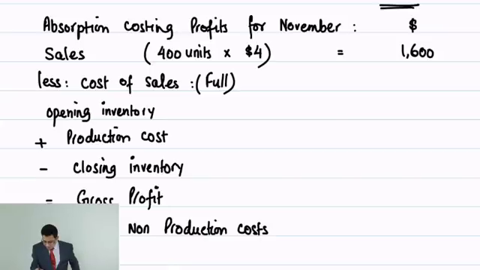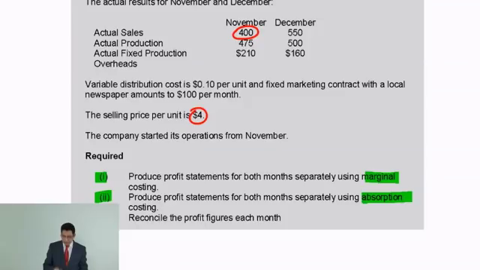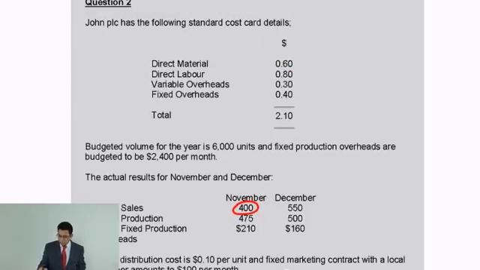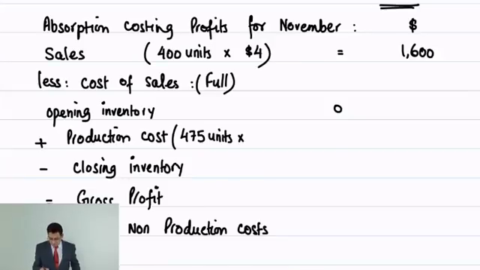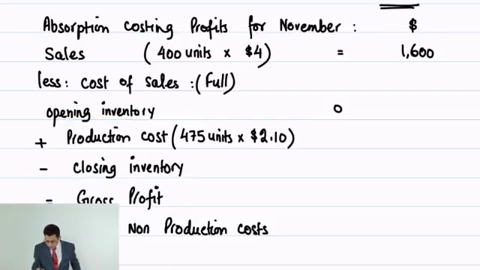Now the cost of sales. We know that opening inventory was 0. Production cost: 475 units were produced, and this time these units should be valued at full production cost, not just variable but full, and that is 2.10, which includes fixed overhead as well. So 475 into 2.1 gives me 997.5, so I can round it off to 998.